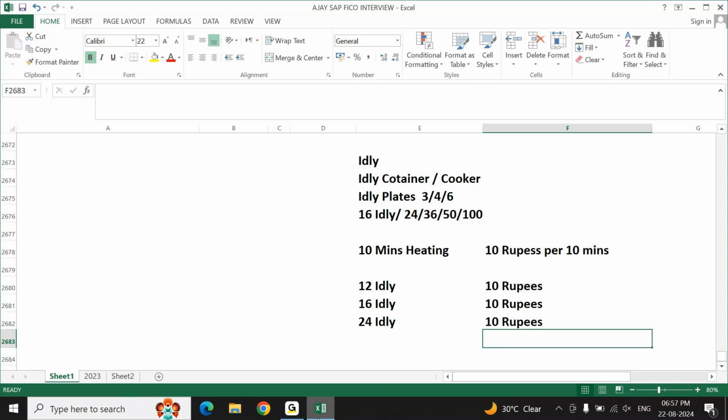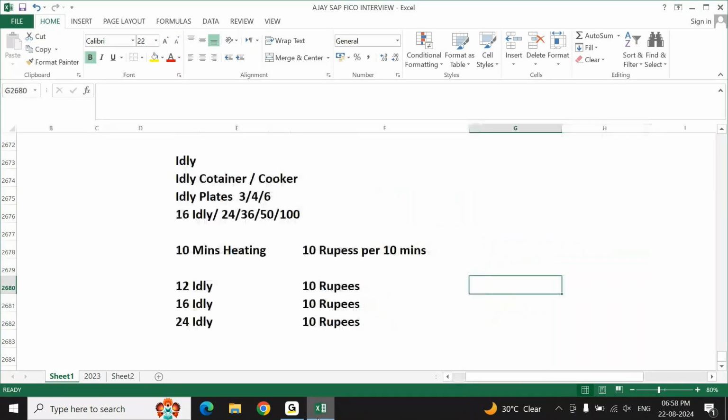Now, can I call it a fixed cost, a fixed overhead? This has got nothing to do with my output. Whether I produce a single idli, 24 idlis, or 200 idlis, I need to heat it for 10 minutes. For heating the 10 minutes, I am getting a 10 rupee cost.